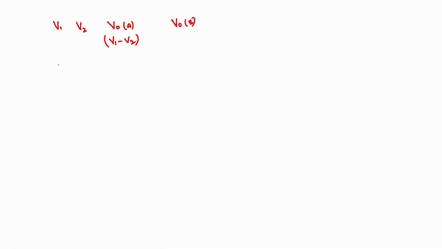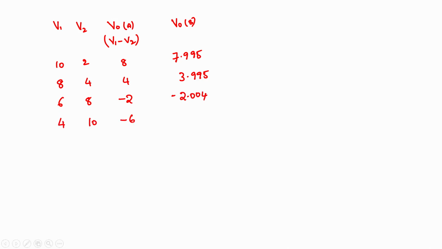So V1 we have considered 10, this is 2. So what is the value? 8 we got, right? When we do manual calculation it is 8. What about the simulation? We got 7.995 volt. Then this is 8, this is also 4, this we got 4, whereas this is 3.995. When we apply 6 and 8 as input voltage, we got minus 2, even here we got minus 2.004. What about here? 4 and 10, we got minus 6 theoretically, and in simulation we got minus 6.004.